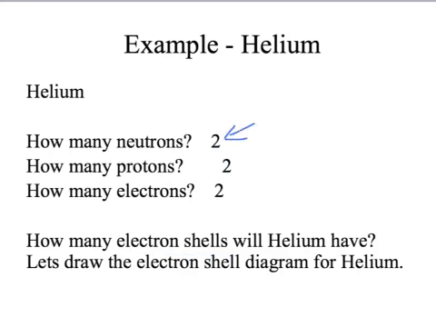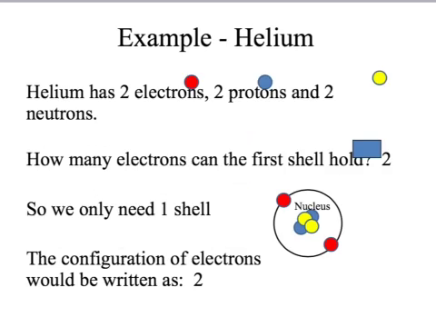So 2 protons, 2 neutrons, and 2 electrons. So how many electron shells will it have? We know that the first shell can have 2 electrons in it, so you only need 1 shell.